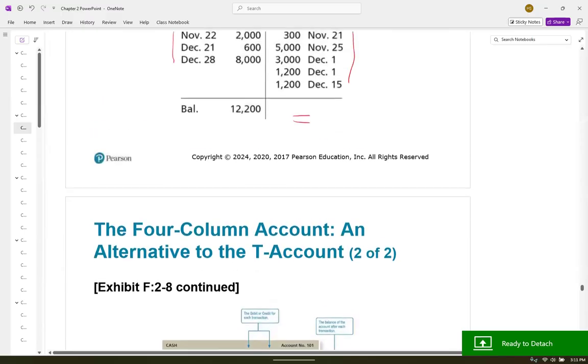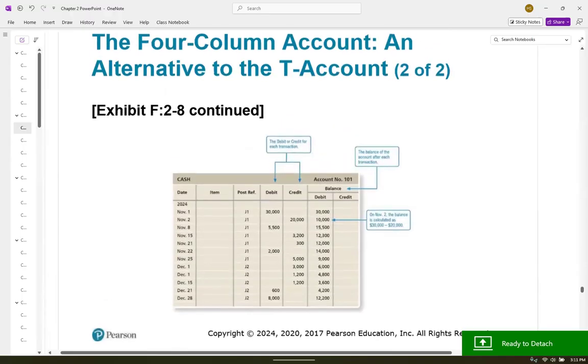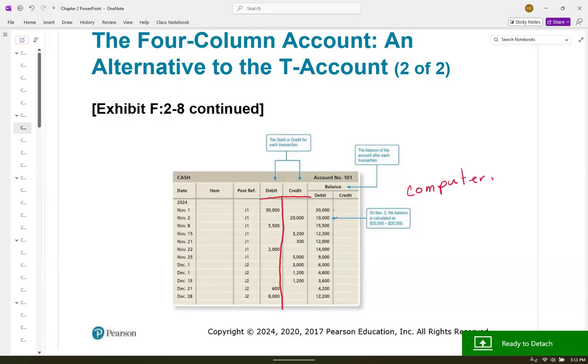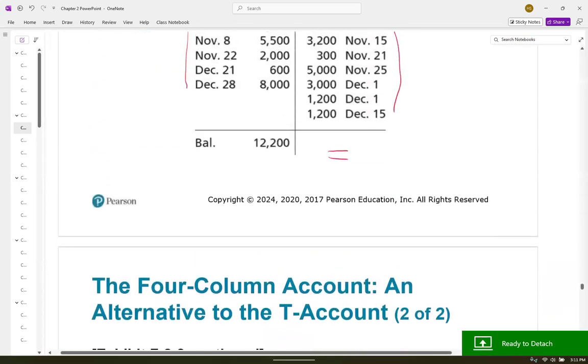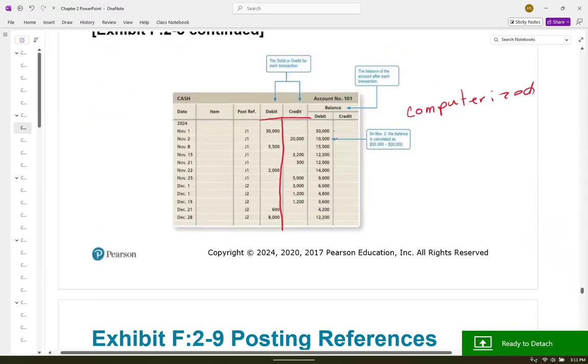Okay. That's the T account form. They could do the ledger in this form. They call this a four-column account, an alternative to the T account. I like the T accounts. If you think about right here, you could draw that T account, and that's everything right there. In this form, there's a balance after every entry. You would see this more in a computerized system. Doing it by hand, you're going to see the T accounts more, because they're a lot easier. That's a lot to draw out and get balances after every single transaction.